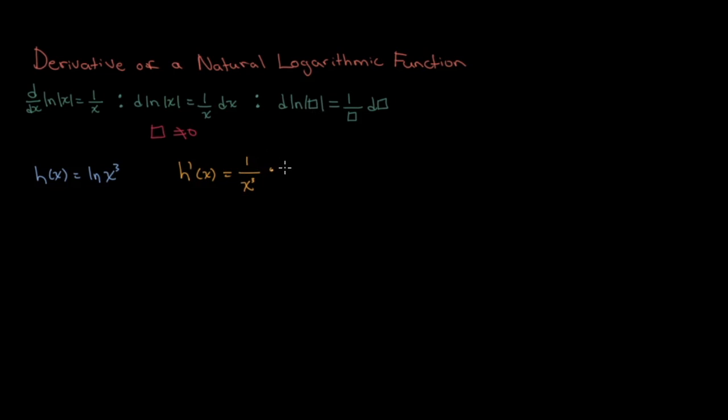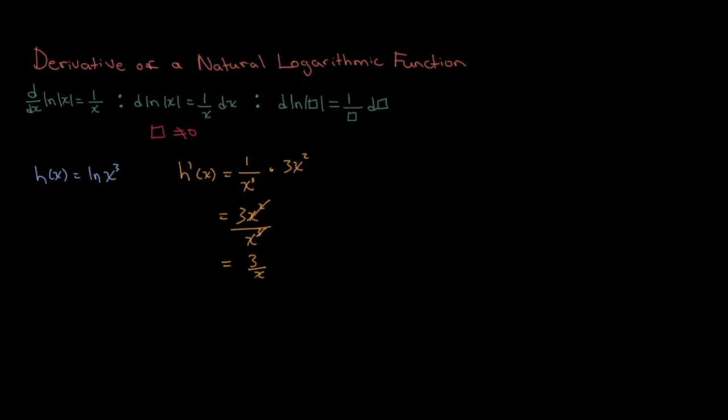So using our power rule, 3 times x to the power of 2. If we were to simplify this, our answer would be 3x squared over x cubed. Now what we know is we can cancel out this x here, and cancel out the 3, and so we will get our derivative to be 3 over x.